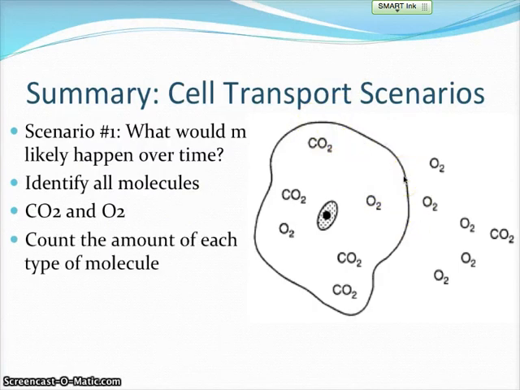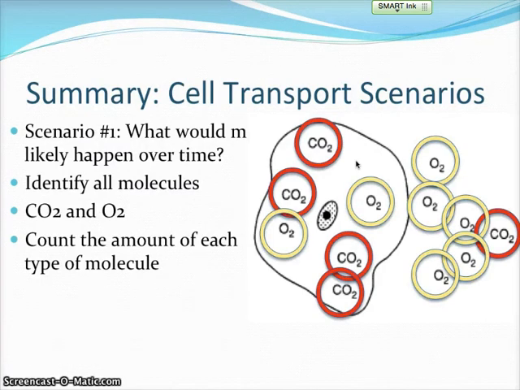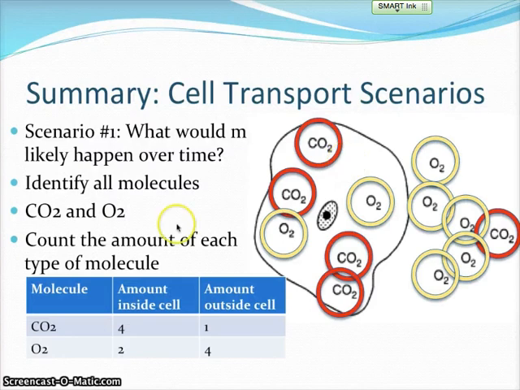Next, we have to count the amount of each type of molecule. So if we look at CO2, how many carbon dioxide molecules do we have? Hopefully you located 5 of them. How about oxygen? 7. So we made a little chart, and you can see we've got our 2 types of molecules. We've got the amount inside and outside of the cell. So how do we decide what's inside and what's outside? If you look at our picture, inside is anything within this circle, and outside is anything beyond it. So here are our numbers. We've got 4 carbon dioxide inside, 1 outside, 2 oxygen inside, 4 outside.